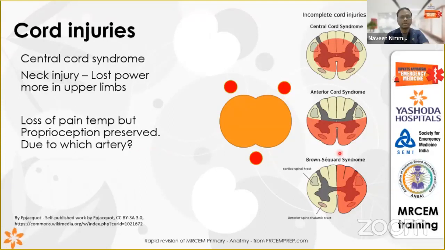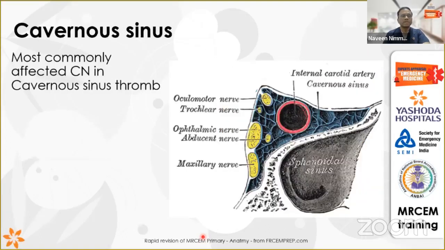Cavernous sinus related, there are multiple cranial nerves going through it, but most of them are located peripherally. Only the abducens nerve is located within the sinus. So the most commonly affected cranial nerve in cavernous sinus thrombosis is cranial nerve 6. That gets affected first, the rest will be affected after some time.